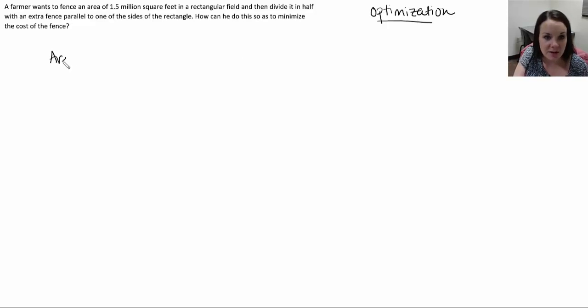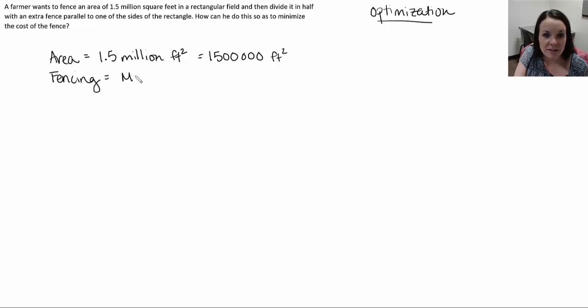So let's jot down some notes to ourselves. Our area, we know, is going to be 1.5 million square feet, which I can write as 1,500,000. So we'll go ahead and jot this down here as feet squared. Then I can come up with my fencing, and my fencing is the one that I want to minimize. Whichever one I'm asked to minimize or maximize, that's the one I'm optimizing. So in general, we call these optimization problems.